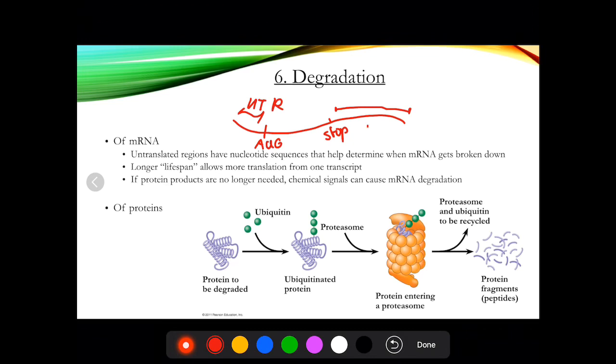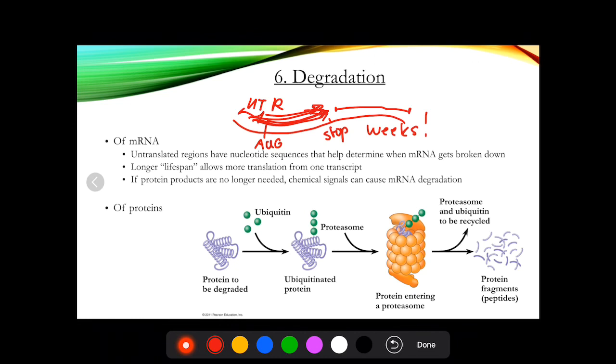So if the signal here says, hey, don't degrade me for a while, I'll stay stable for weeks, then this gene can get translated millions or billions or trillions of times. If it's only active for seconds, then it's only going to be translated a couple of times. Okay.